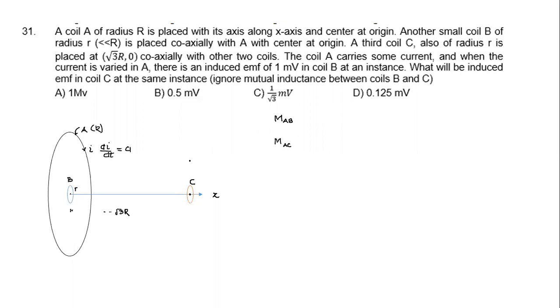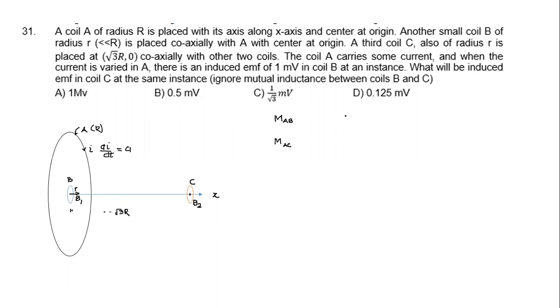Okay, so let's see what is the mutual induction. In both the cases, since the coil is small, and we know that when both coils are placed along the axis, the field will be perpendicular to the plane. So if the field here is B1, since the coil is small, I can consider the field to be uniform. And here also I can consider the field to be uniform.